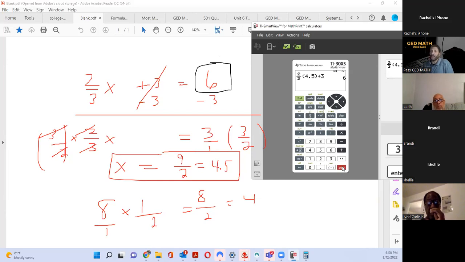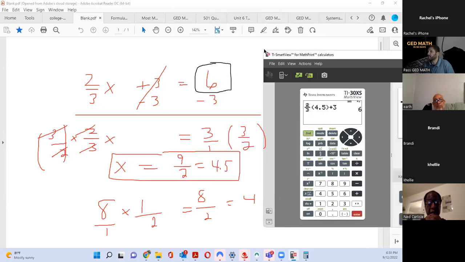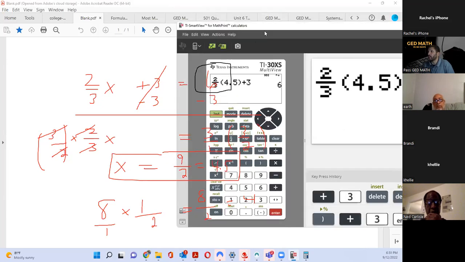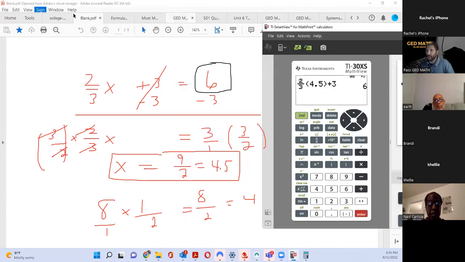Always check your work. So let me make this a little bit bigger. I don't know if you can see that or not. Always check your work. You can be unsure about an answer, but what I want you to understand is you can't be scared to make mistakes. If you make a mistake and you check your work and you're wrong, then you can go back and find out, where did I make that mistake?